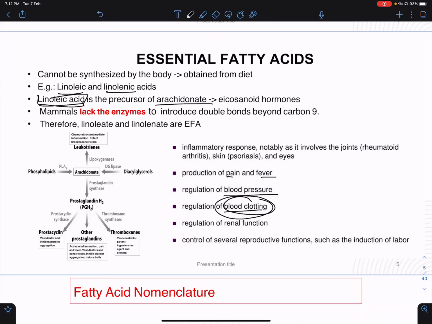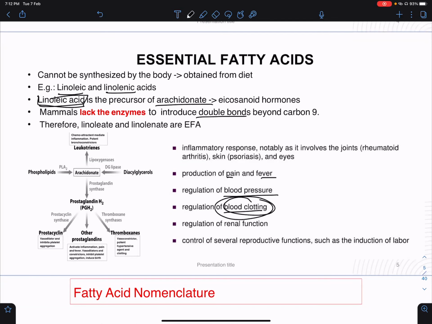So why are they essential? Because we lack the enzymes that put double bonds beyond carbon 9. So at carbon number 10 or carbon number 11 or carbon number 12, the body is not able to introduce double bonds at these locations. So we need to get them from outside sources. So that's it for this slide.